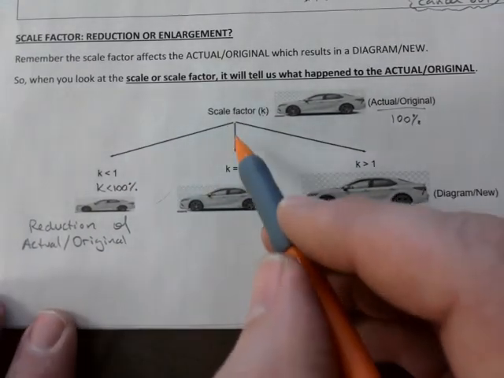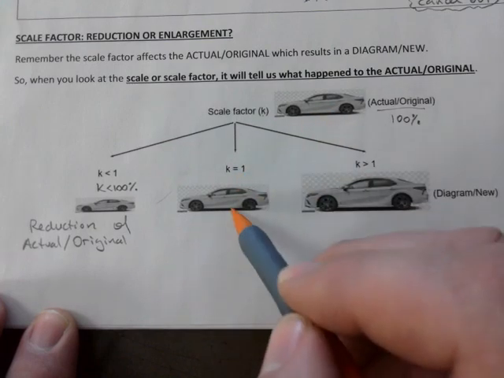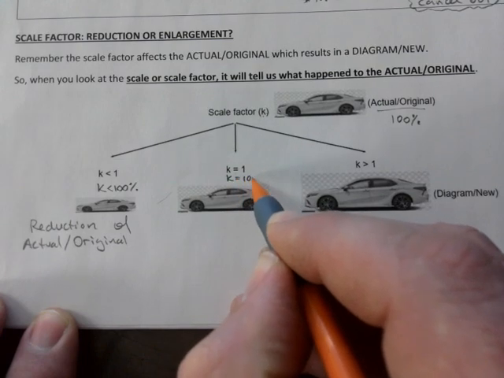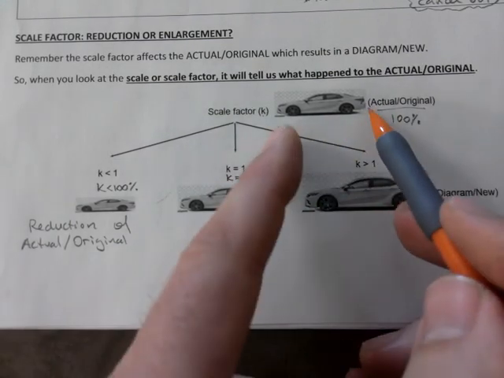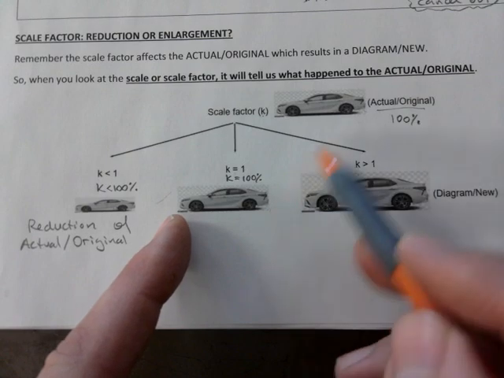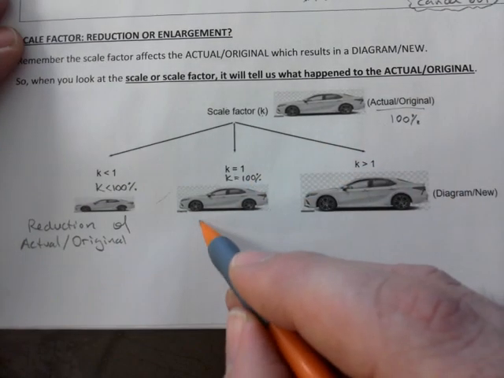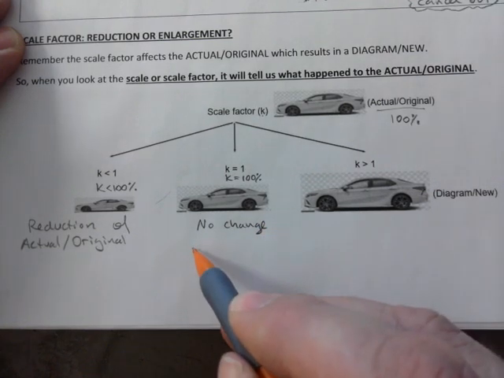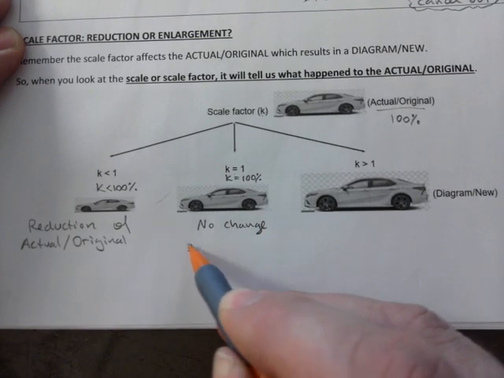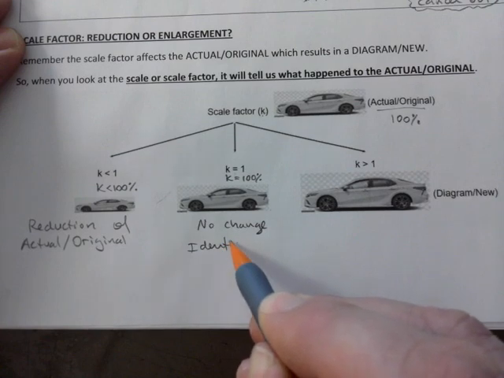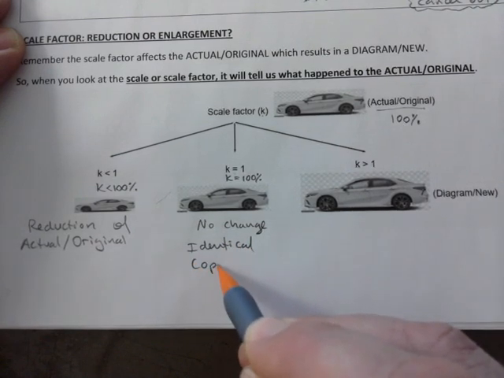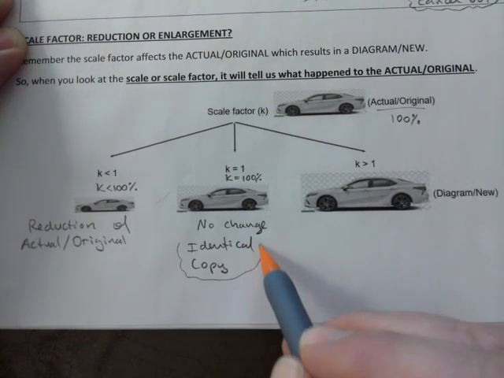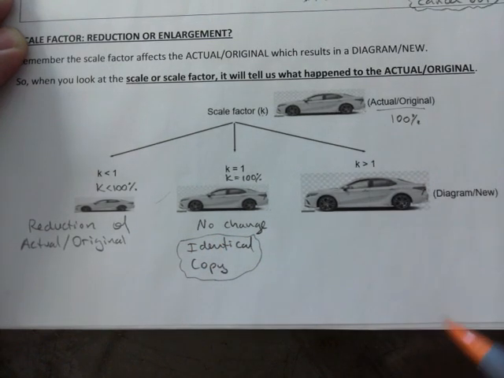And then if K is exactly equal to 1, you actually made a copy of the original, no change. So K would be exactly 100%. So if you take the length of this vehicle compared to the length of that vehicle, if you get 1, no change. Identical copy. So it's kind of irrelevant there.